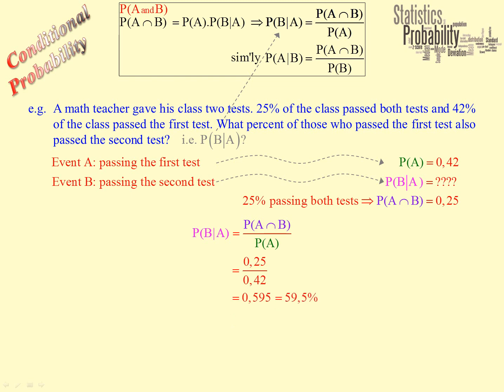So 59% of those who passed the first also passed the second. It's very interesting to be able to calculate this sort of thing.